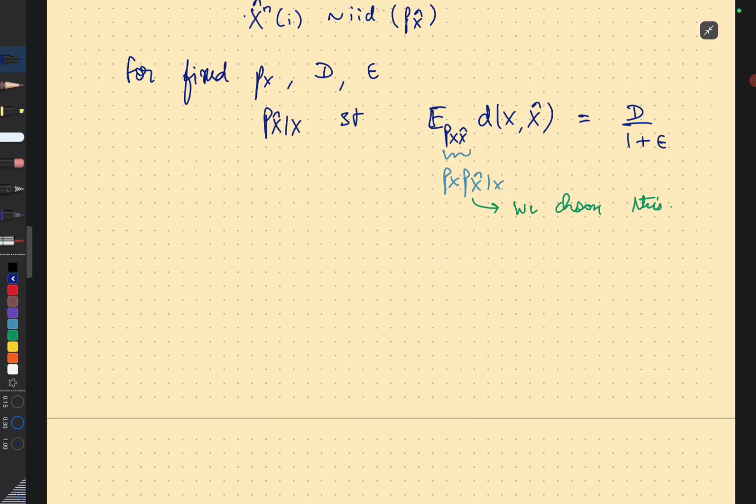So now let's try to analyze what is the expected distortion that is achieved by this particular coding scheme. To analyze the distortion, we'll take two cases. Case 1 is when there is at least one code word in the code book which is jointly typical with xn. The second case is where there is no code word in the code book which is jointly typical with xn.